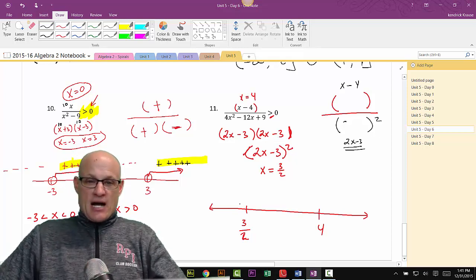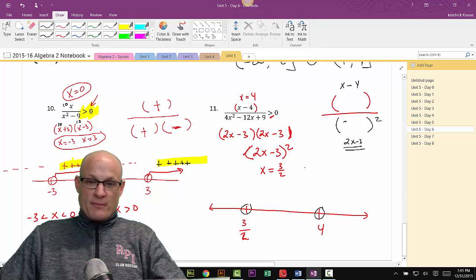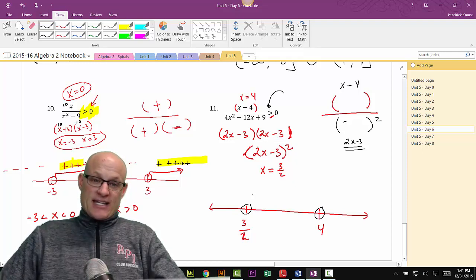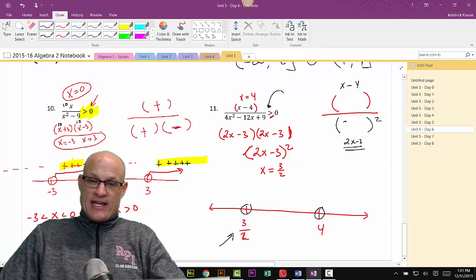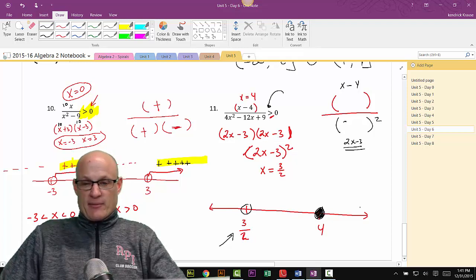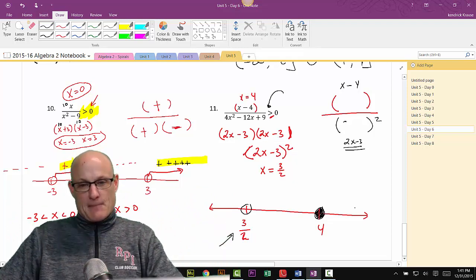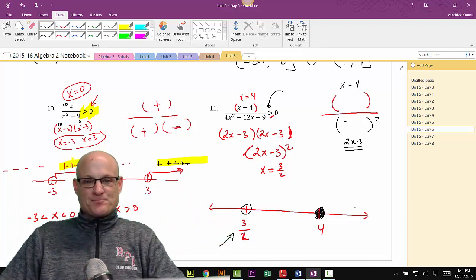Now, I'm going to put my circles on. Open circle and open circle. Now, because this is equal to, I should be able to fill them in. I cannot fill in this one because it's undefined at 3/2, but I can fill in this one because I don't care about the numerator. I only care about the denominator. So now I got to decide, am I going to connect the dots or am I going to go in opposite directions? So let's see.